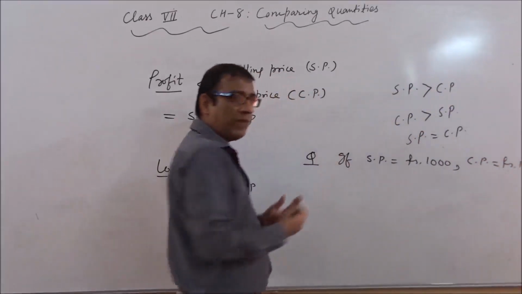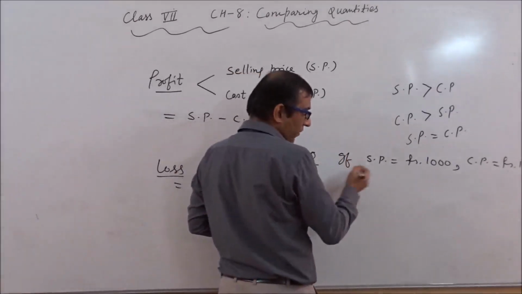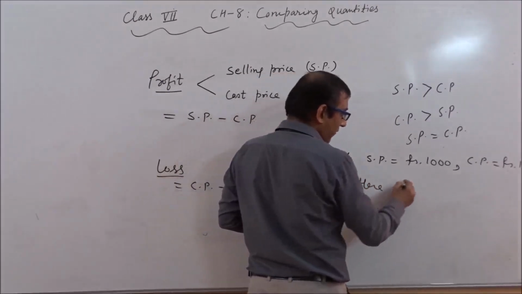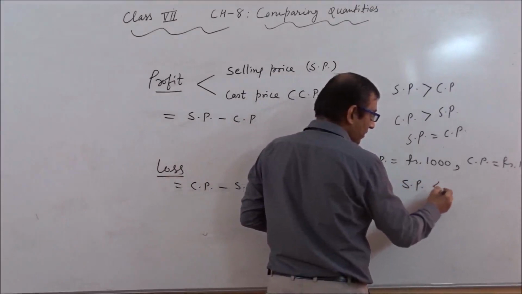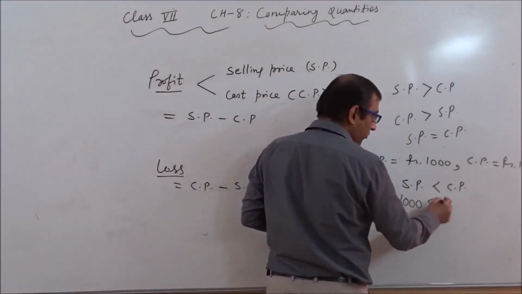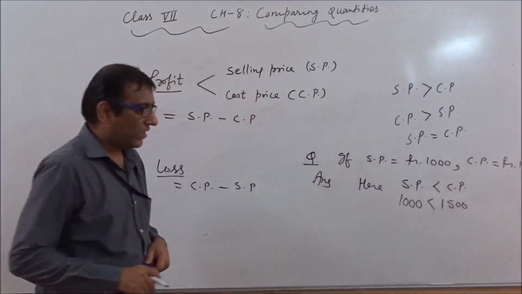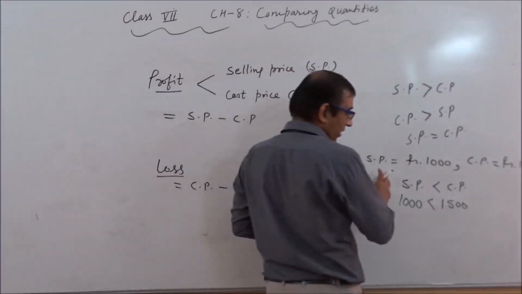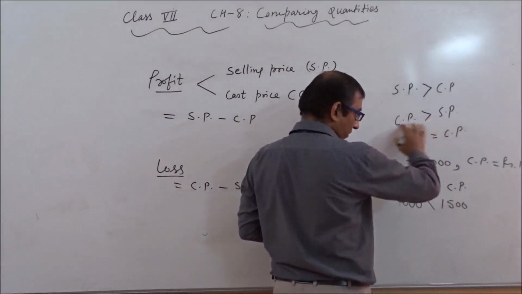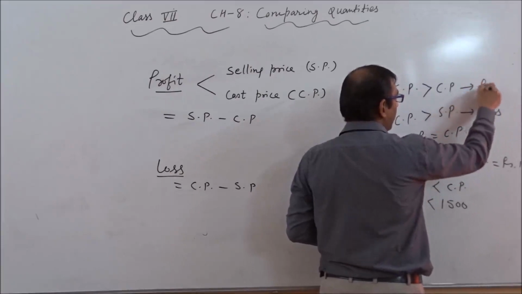So how can we calculate profit and loss in this case? Basically, if we see here, we can say selling price is less than cost price. Selling price is rupees 1000 and cost price is 1500, and definitely 1500 is greater than 1000. So if selling price is less than cost price, it means we are in this case, so it is related with loss, and this is related with profit.